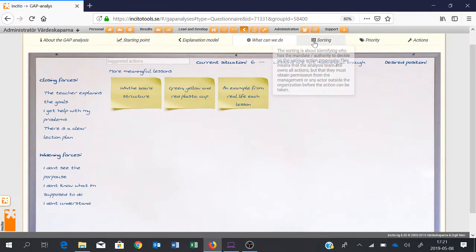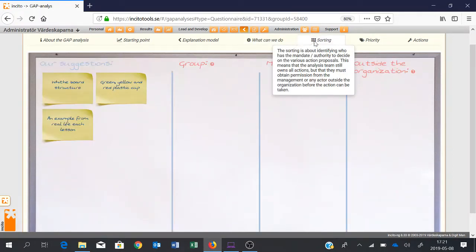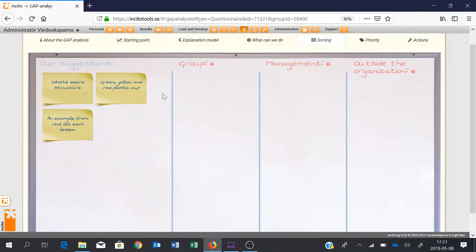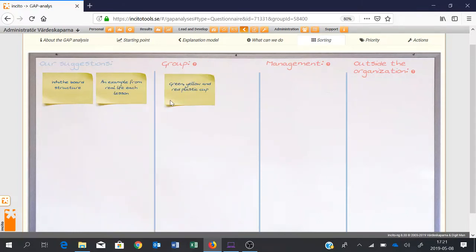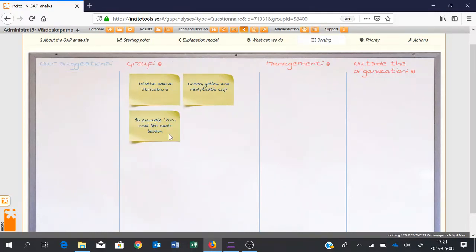Coming this far, the next step is to sort this, figuring out which of these possible actions we can manage ourselves. So you can either see that it's the group, the people in the room when the analysis is done, or the management, which is somebody inside the school but outside the room, or maybe even somebody outside the school. For instance, if you want to change the bus lines or things like that. When we look at these, the green, yellow, and red plastic cup, probably the group can decide for themselves, and also giving the examples and using the whiteboard structure.